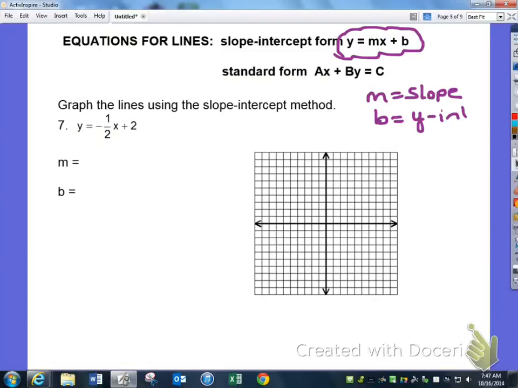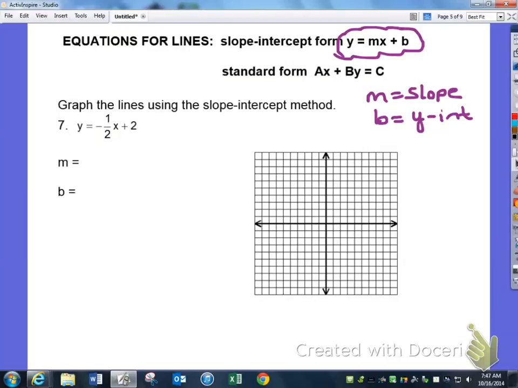We can also think of it as the b is where you begin when you graph, B for begin, and you begin with that point on the y-axis, and then the m stands for slope, or how you move. And you're always going to move from left to right.